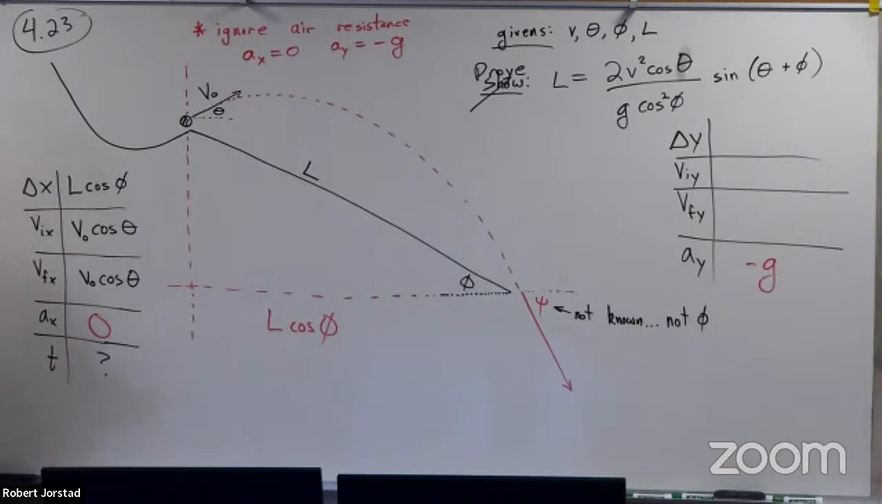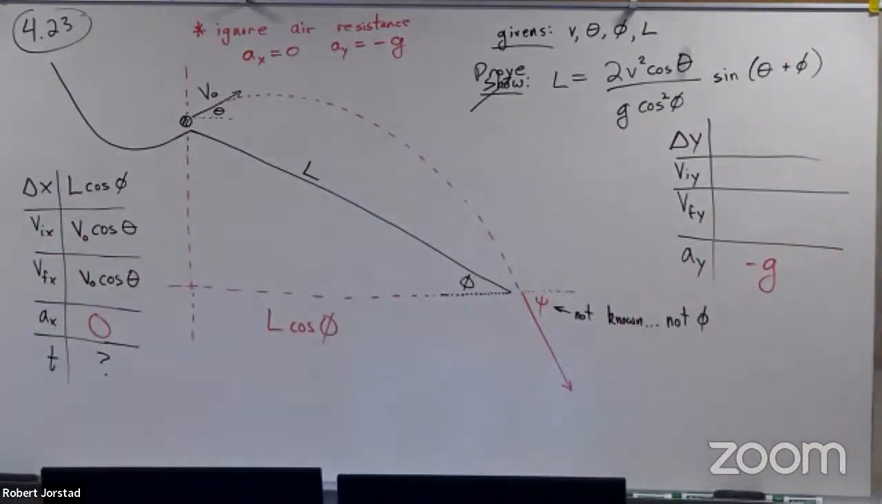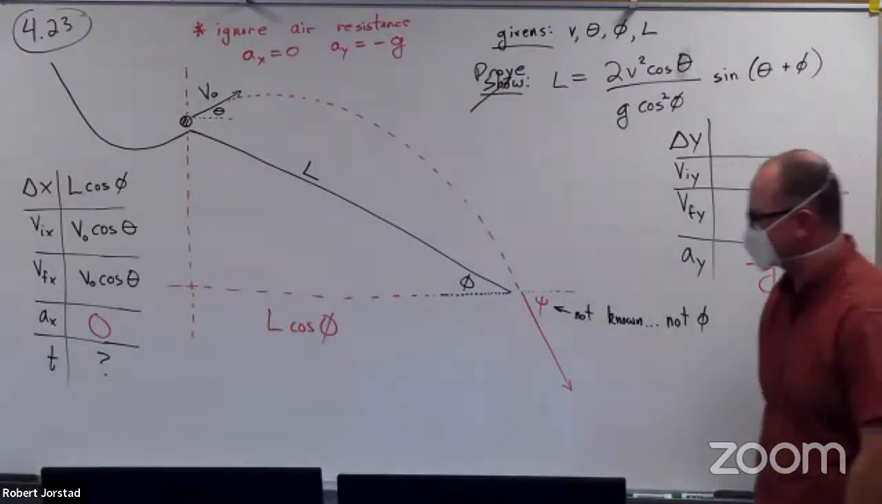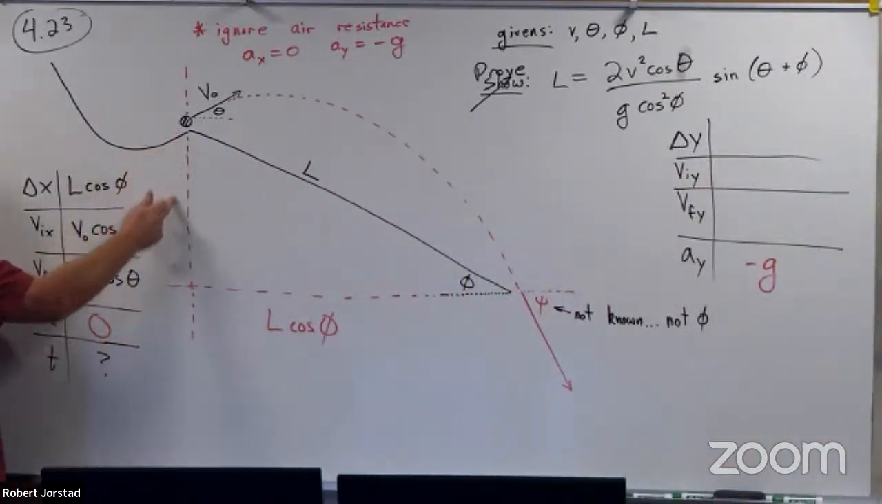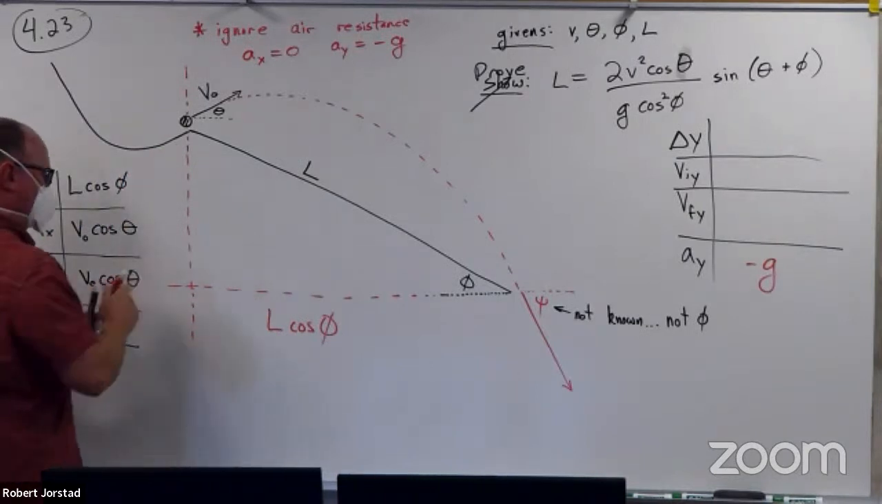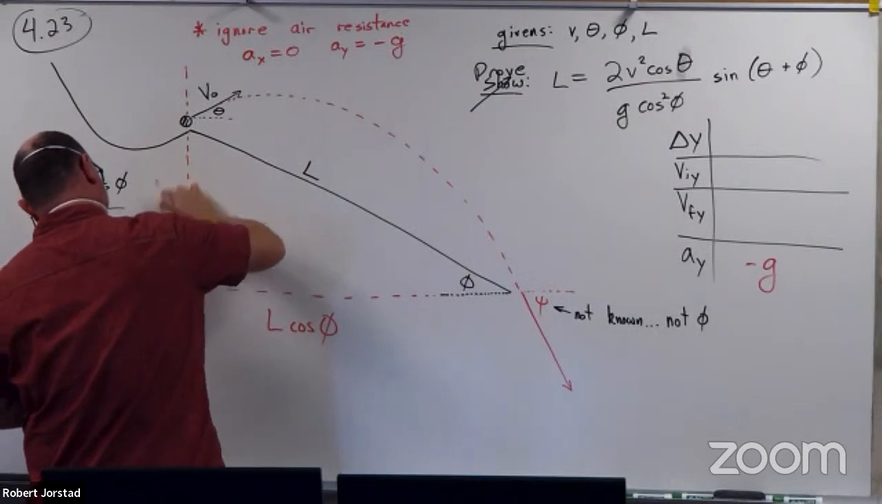All right, let's go over here. What's delta Y? L sine of phi. No. Why is it not L sine of phi? Look at this side of the triangle. What's the size of this side of the triangle? L sine phi. So do you agree this side of the triangle? Oh, geez, I keep writing sideways right now. Give me a sec.